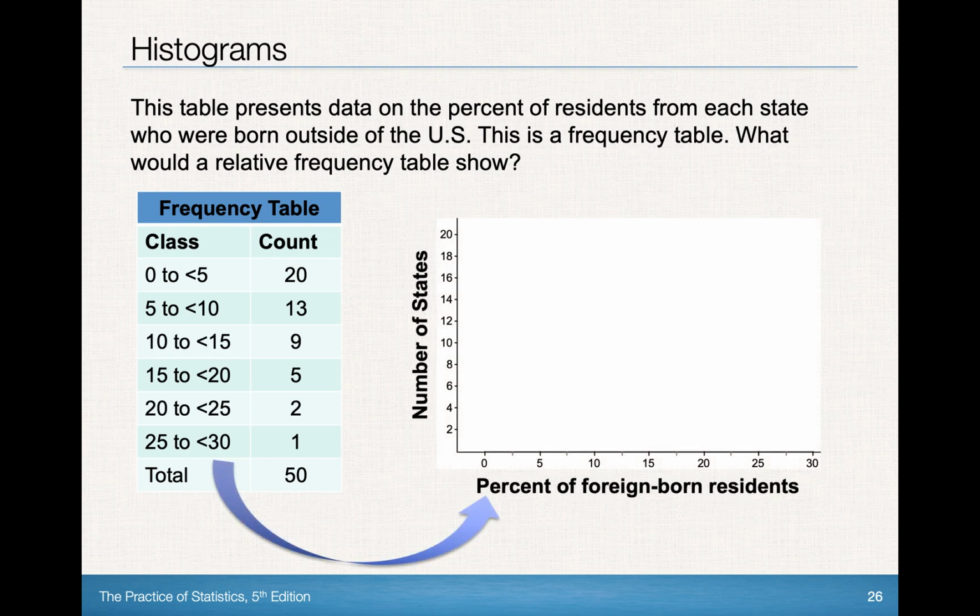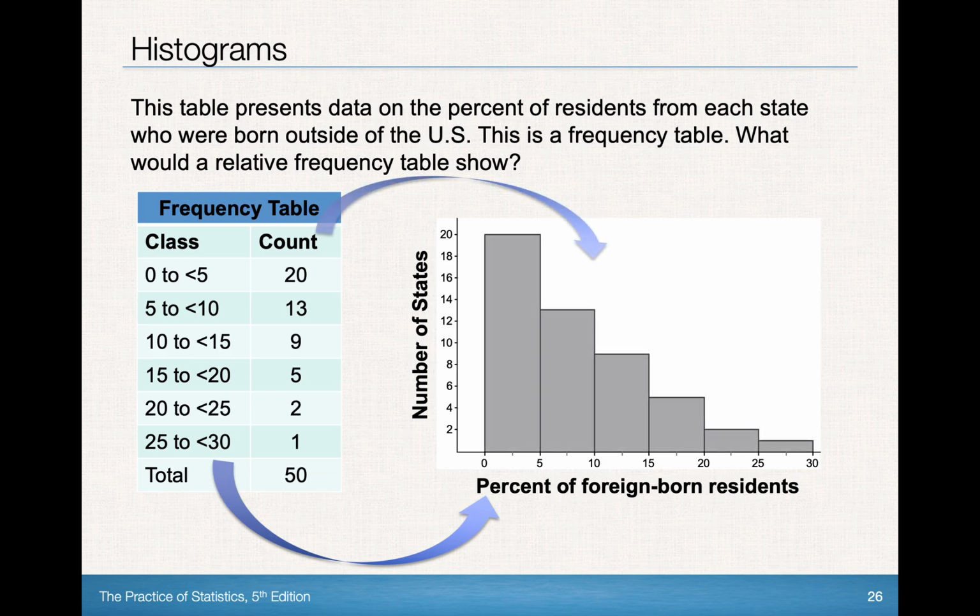A frequency histogram looks like this. So my x-axis is the percent of foreign-born residents, and then my y-axis is frequency, which is the number of states. So between 0 and 5%, I have 20 states. And that's why my bar goes to 20. Between 5 and 10%, I have 13 states. And that's why I have my bar up to 13.